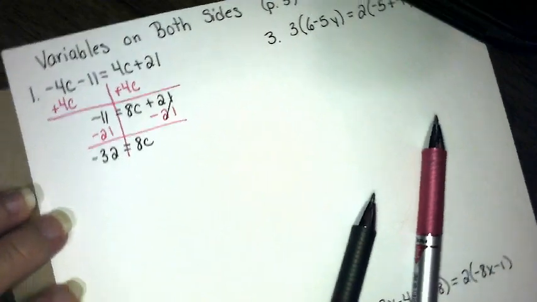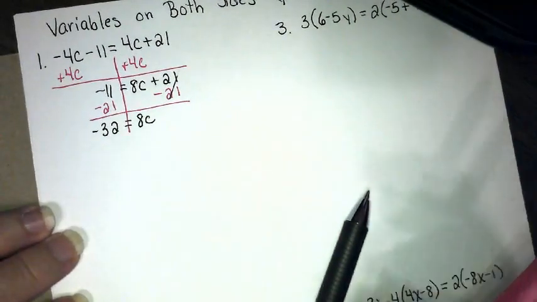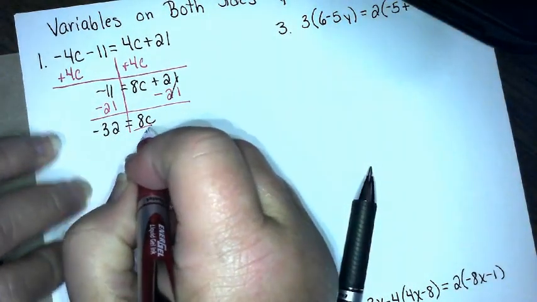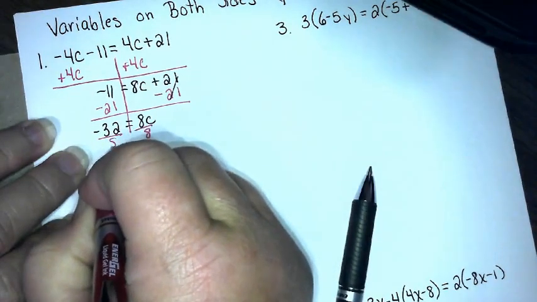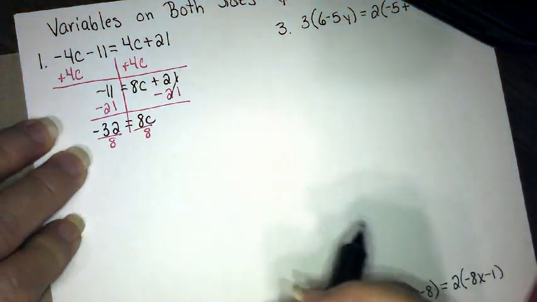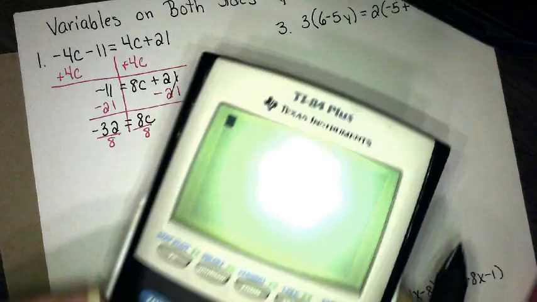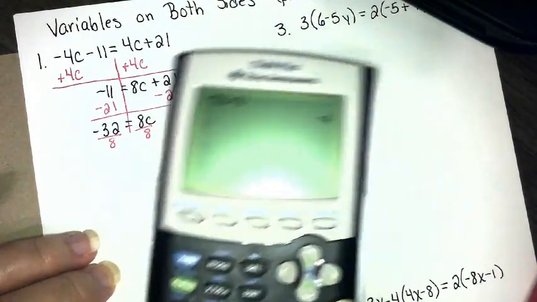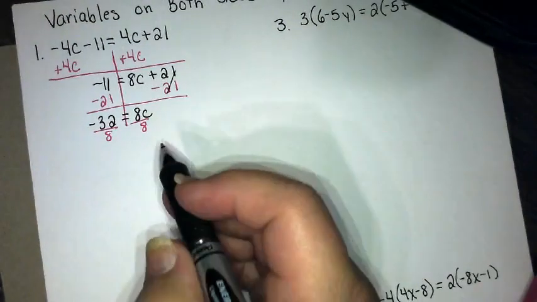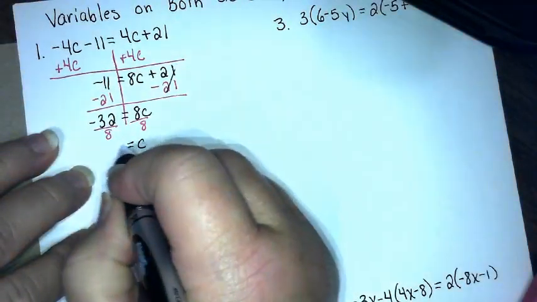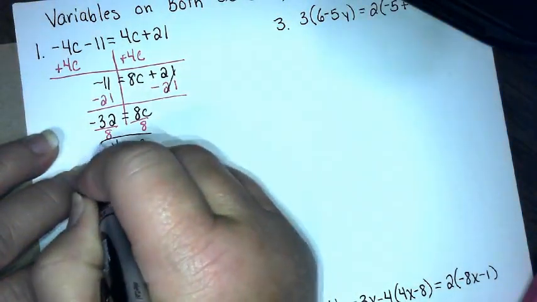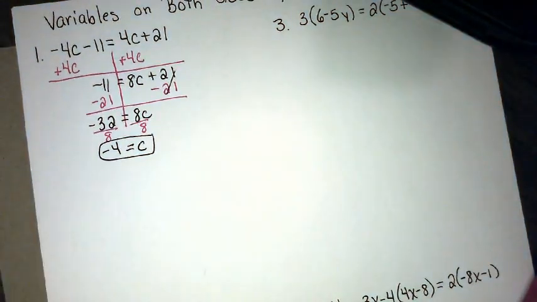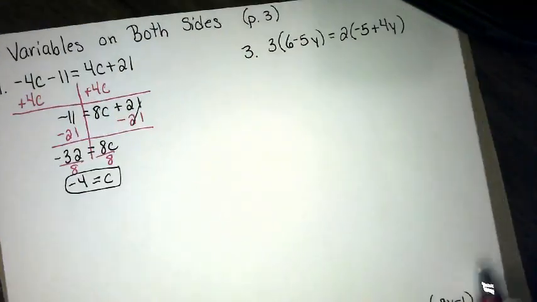Now that we have the variables on one side and all the numbers on the other, we just divide by the number that's with the variable. So negative 32 over 8. Let's do that on our calculator if we need to. It is negative 4. So c equals negative 4. There we go. Let's do another one.